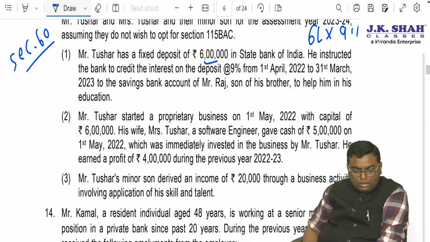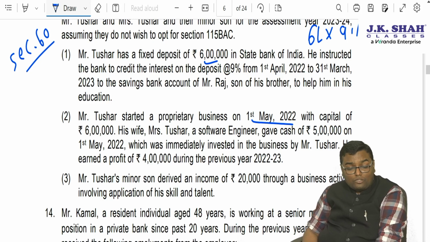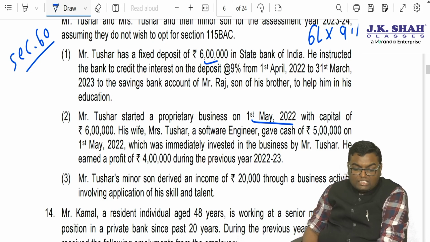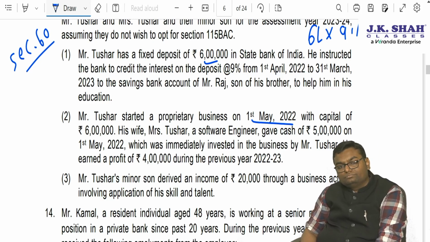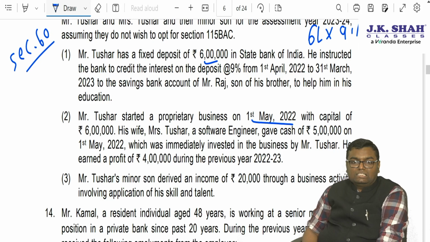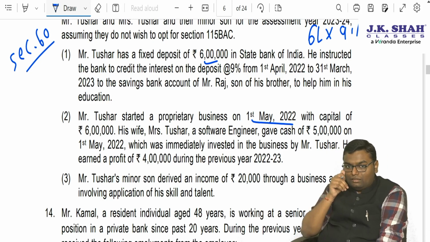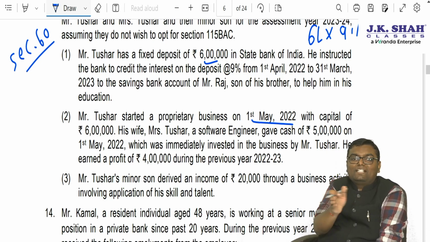Then Mr. Tushar started a proprietary business on 1st May 22 with a capital of rupees 6 lakh. His wife, a software engineer, gave cash of rupees 5 lakh on 1st May, which he immediately invested in the business. He earned a profit of rupees 4 lakh. Now, as per section 64(1)(iv), if a spouse transfers any money and that money is invested in the business on the first day of the previous year, then the profit of that financial year will proportionately be taxable to husband and wife.